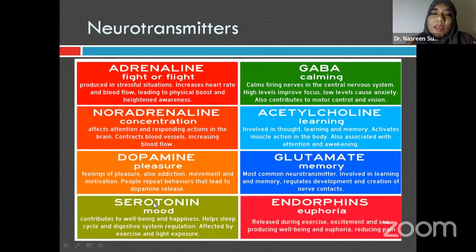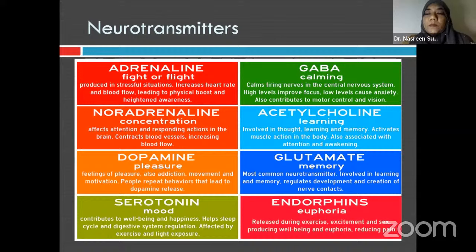Next, serotonin. Serotonin is basically a mood hormone, which is going to maintain your mood, your happiness, your well-being. Excess of serotonin will lead to depression. It is going to help to maintain your sleep cycle. It is going to maintain the regulation of your digestive system, and this serotonin will be affected by the exercise and light exposure. You know that when you are continuously exposed to light, your sleep cycle will be disturbed.